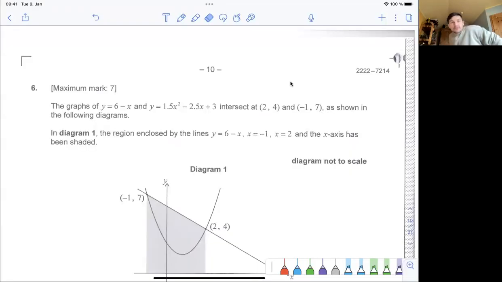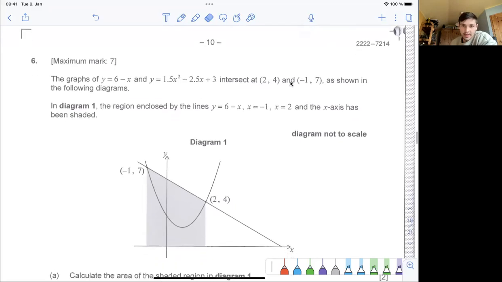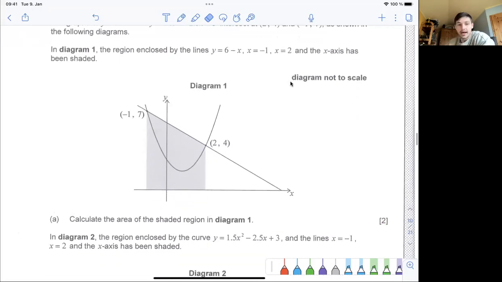Question 6. The graphs of y equals 6 minus x and y equals 1.5x squared minus 2.5x plus 3 intersect at (2, 4) and (-1, 7), as shown in the following diagrams. In diagram 1, the region enclosed by the lines y equals 6 minus x, x equals -1, x equals 2, and the x-axis has been shaded. All right, cool. And part A asks us to calculate the area of the shaded region.